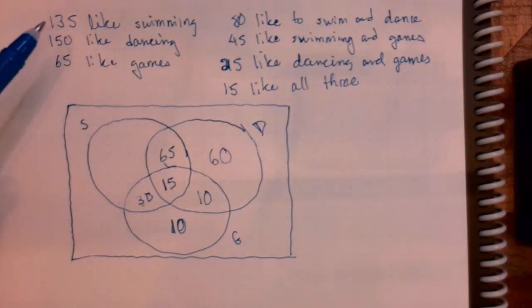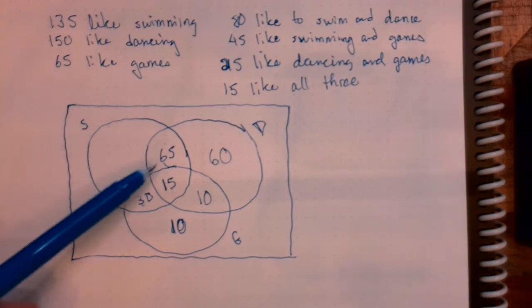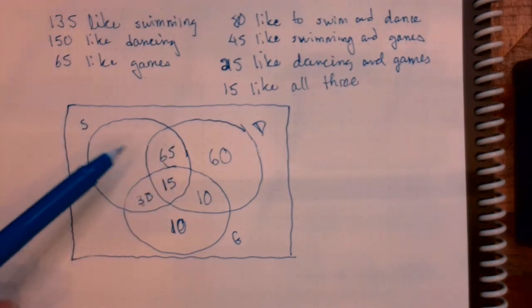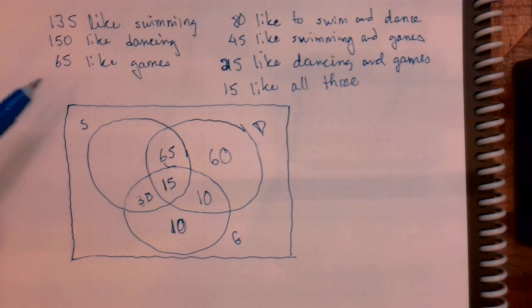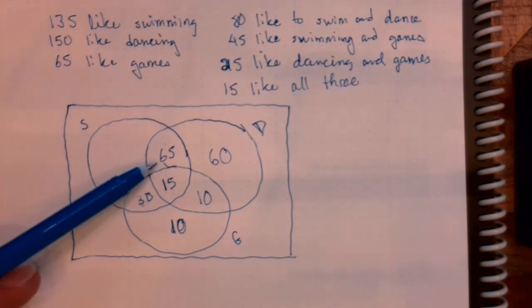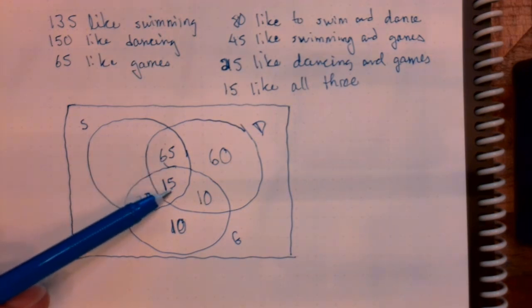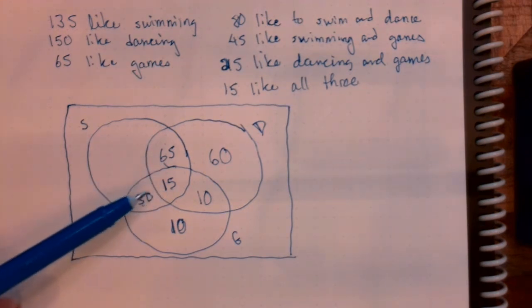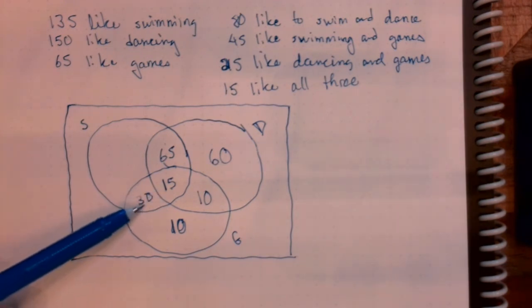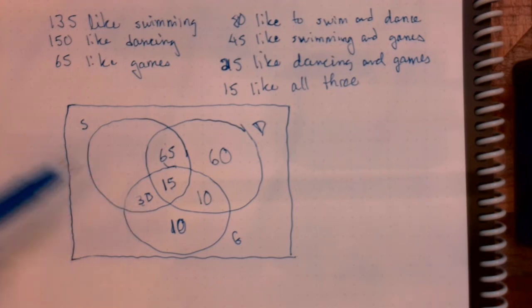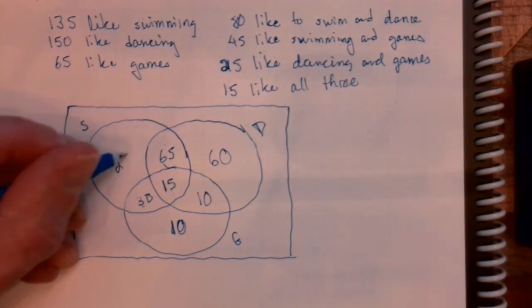135 people like to swim. So let's look at the circle S for swimming. Total of all regions has to be 135. Let's look at what we've accounted for so far. 65, 15, that's 80. 30, we're up to 110. So that must mean we have 25 people here.